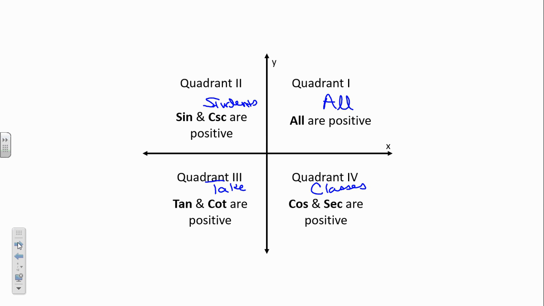Easy way to remember them. All students take classes. All are positive, sine and cosecant, tangent and cotangent, and cosine and secant.